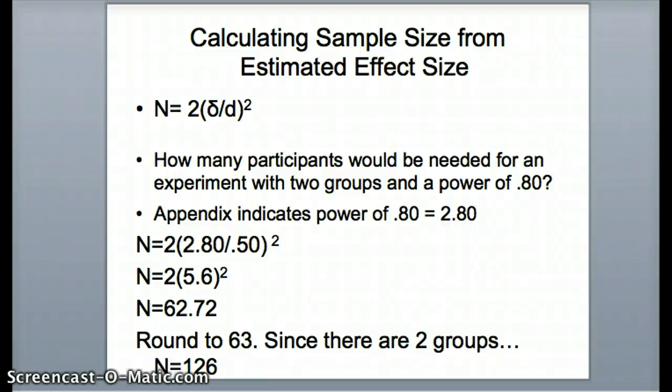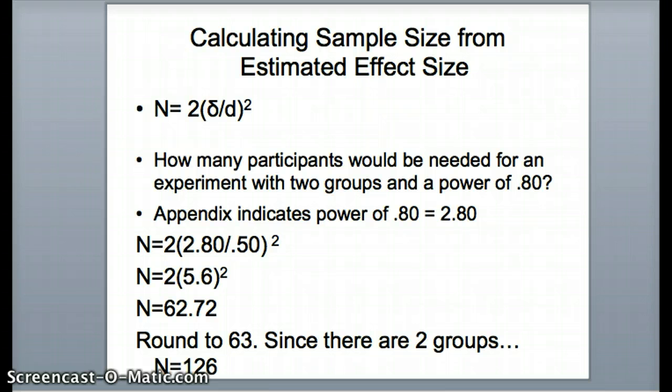So last time we talked about power, we talked about calculating power from sample size. That is, you've already run an experiment, maybe you didn't find anything, and you're wondering if you didn't find anything because the number you had recruited into your experiment didn't give you adequate power to detect a difference if it really did exist.